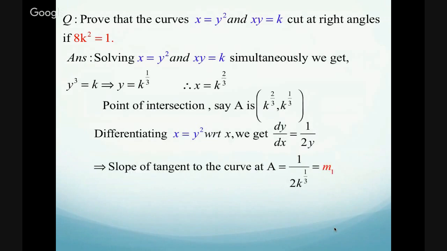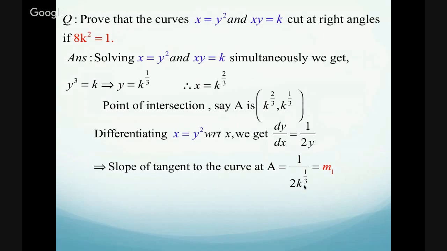So we'll first find the slope of the tangent to the first curve at the point of intersection, and therefore we differentiate x equal to y square, get dy by dx, and then the slope at A, let's denote it with m1, is the value of this derivative at the point A. And in this case, it takes the value 1 over 2 times k to the power 1 by 3.